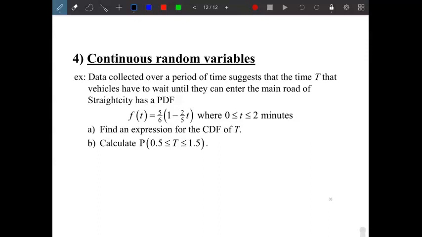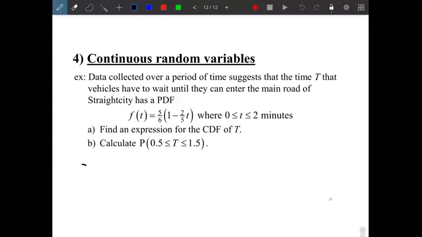Now, in this last example, we have data collected over a period of time suggesting that the time t that vehicles have to wait until they can enter the main road of Straight City has a probability density function as defined, for t between 0 and 2 minutes. We need to find an expression of the cumulative distribution function.